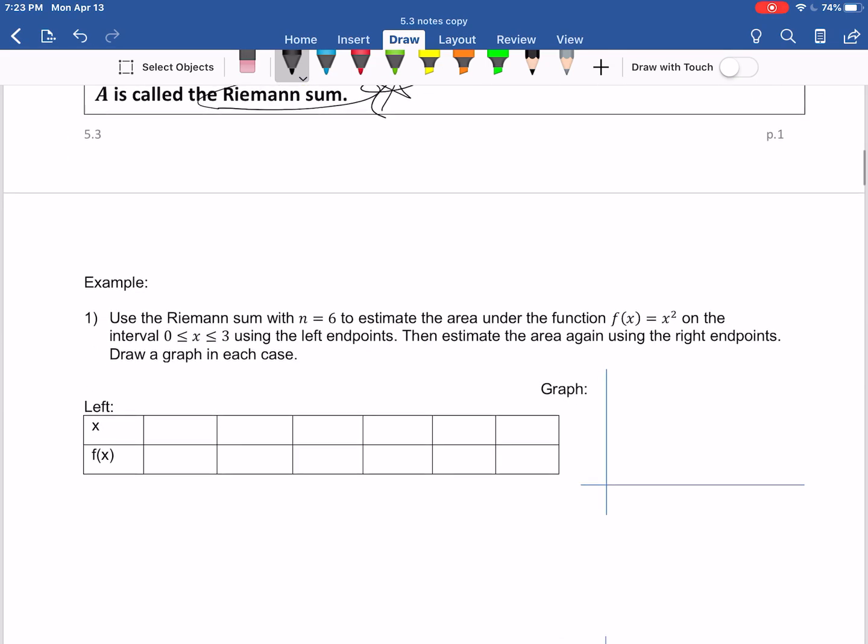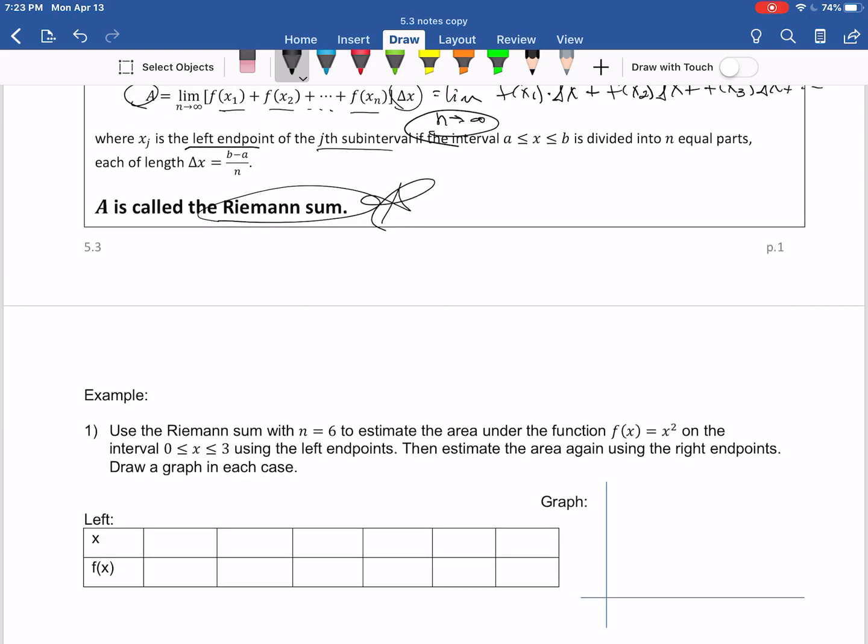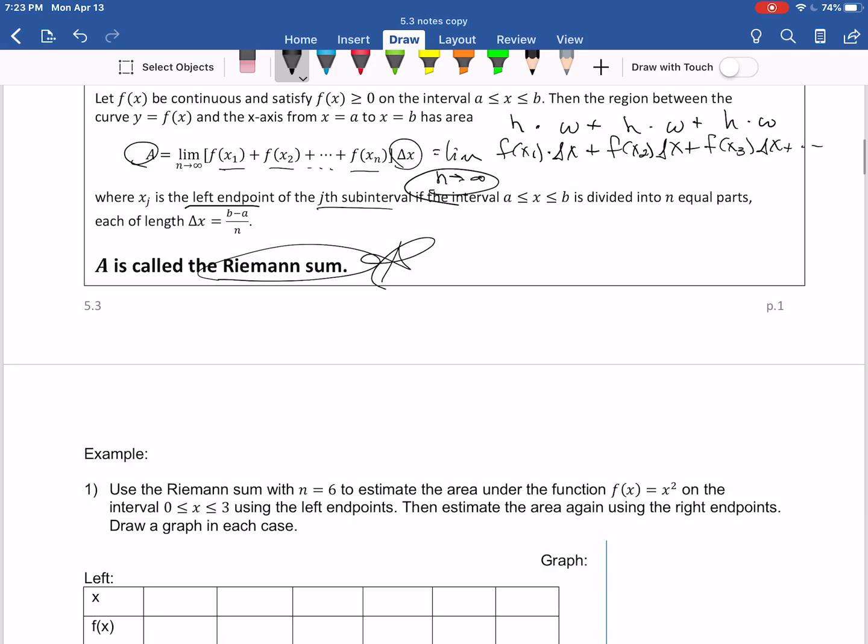All right, so before we do a couple of examples, I think we'll take a break. Think about what we've just discussed. Maybe become familiar with that Riemann sum formula. We're going to be using this now in the examples that follow.